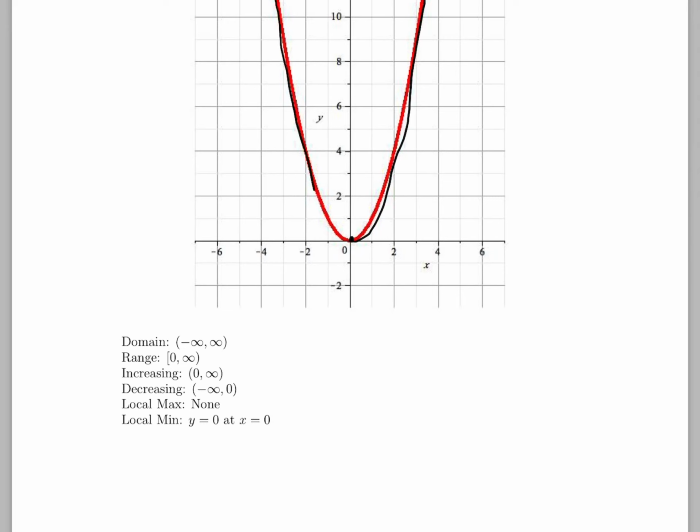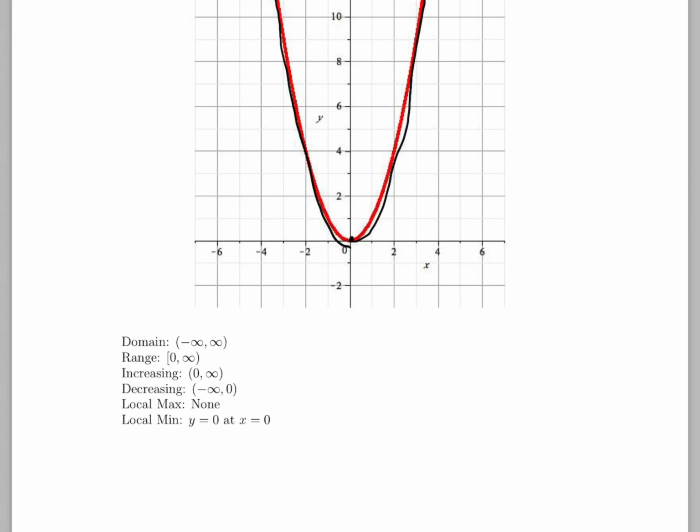Similarly, it's decreasing all the way down here from negative infinity all the way to 0. So for any x value between negative infinity and 0, this is decreasing. And again, we don't include 0 because it is a turning point.